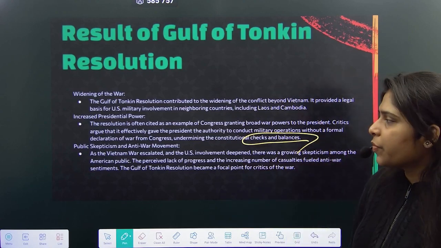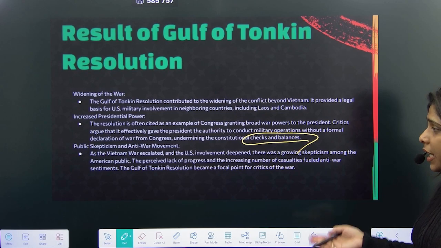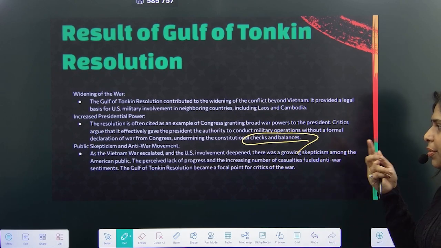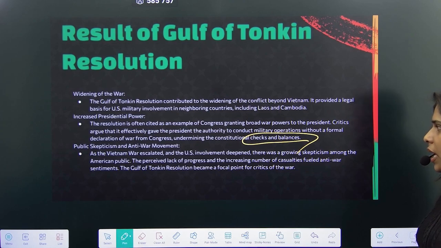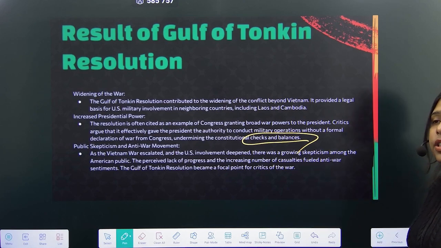Now, as the Vietnam War escalated and US involvement in the war deepened, people were skeptical about what the president wanted. There was a lack of progress and there were a lot of casualties during the war, and it was all fueling an anti-war sentiment in people. So this particular resolution became a focal point for the critics of the war.